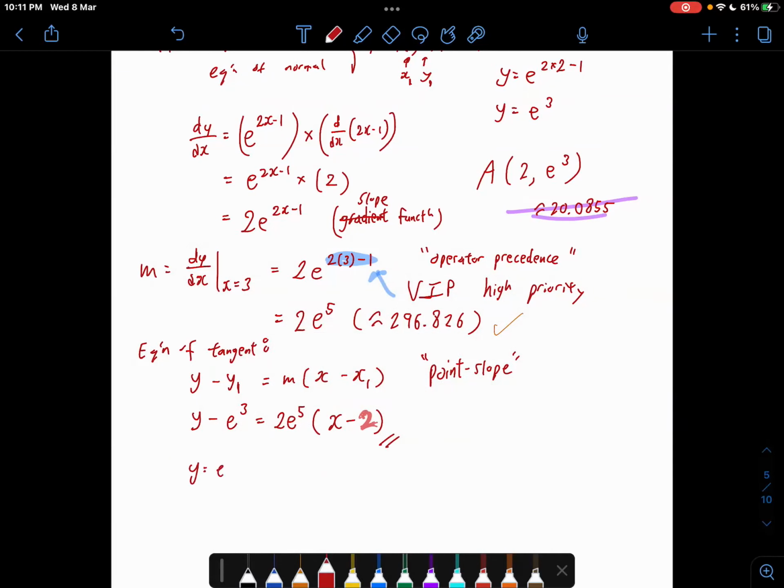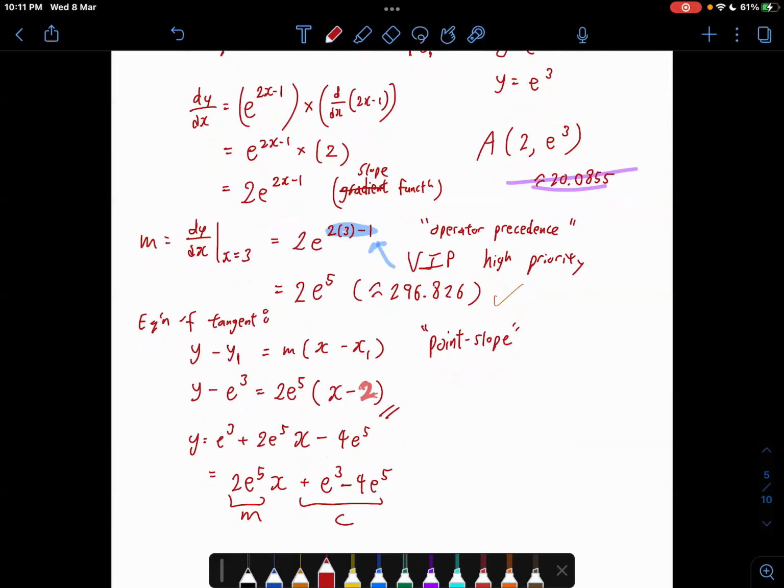So let's bring the e cube over, plus 2e power 5 times x minus 2 times 2 is 4e power 5. These are two separate terms. So please don't go and combine them, okay? This one has a times x, this one doesn't have. Don't go and combine them, like plus 2 minus 4, then become minus 2e power 5. No such thing. If you want to rewrite it in mx plus c format, it will be like this. That's my m, that's my c.